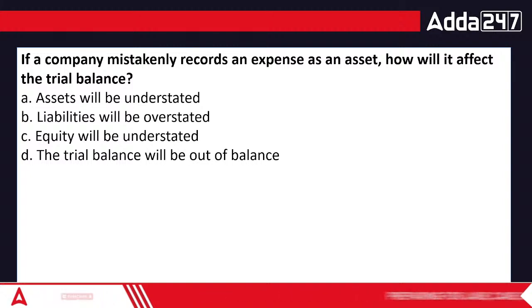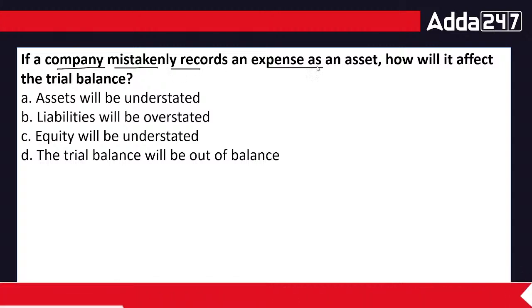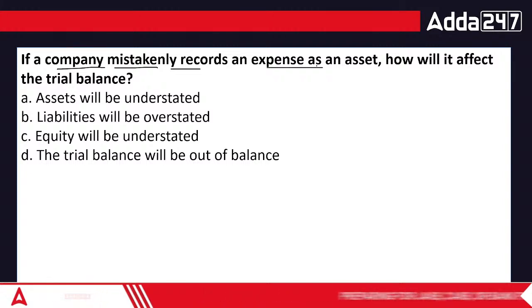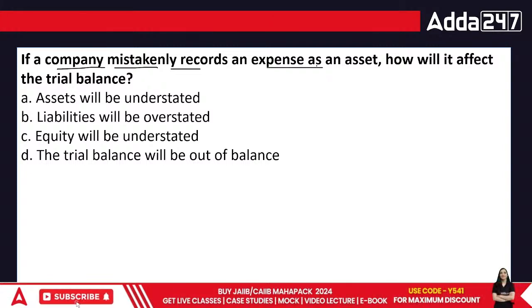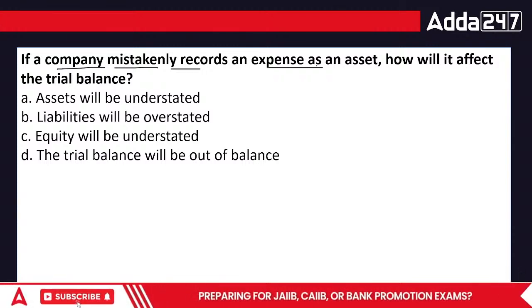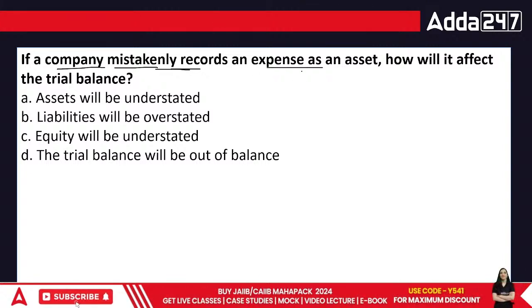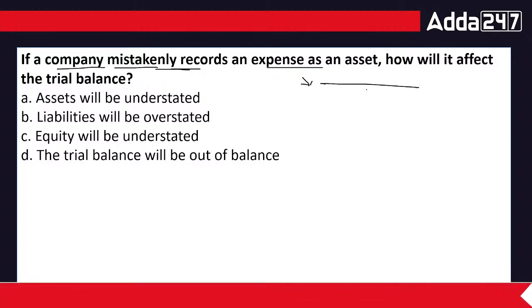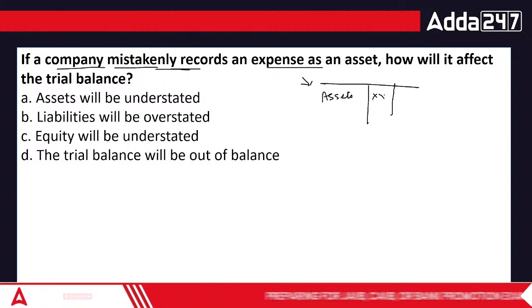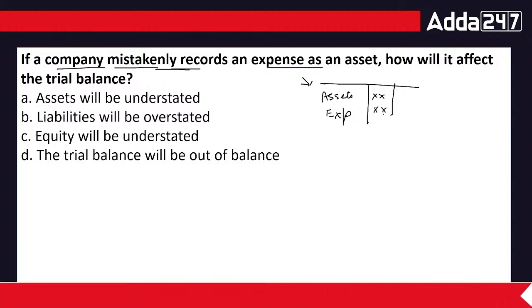Now comes the next question. The question says, if a company mistakenly records an expense as an asset, how will it affect the trial balance? See, assets are on the debit side and expenses are also on the debit side.